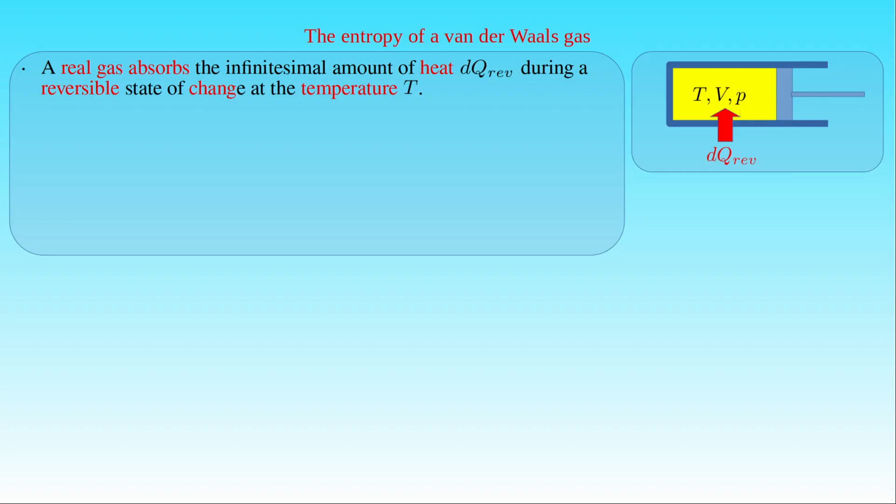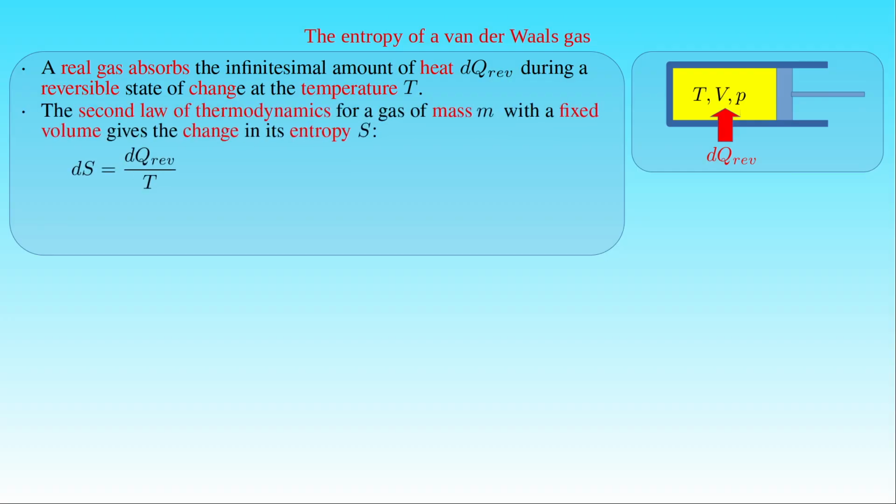Then the second law of thermodynamics tells us that the infinitesimal change in the entropy S of the gas absorbing the infinitesimal amount of heat in a reversible process is equal to the ratio of dq_rev to the temperature T of the gas. For a constant volume of the gas, that is for isochoric processes, the infinitesimal change of the heat can be written as the mass m of the gas, times the specific heat capacity Cv of the gas at constant volume, times the infinitesimal change in its temperature dT.